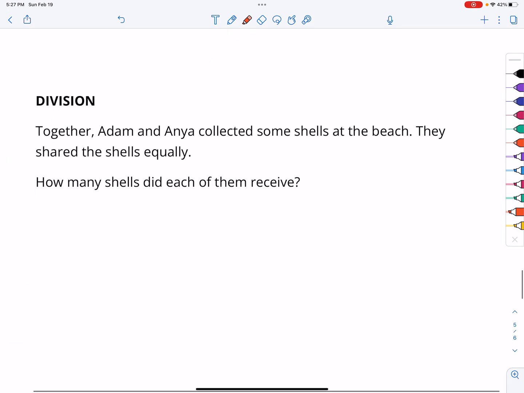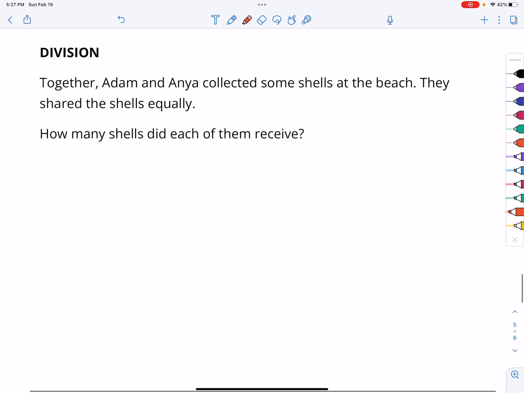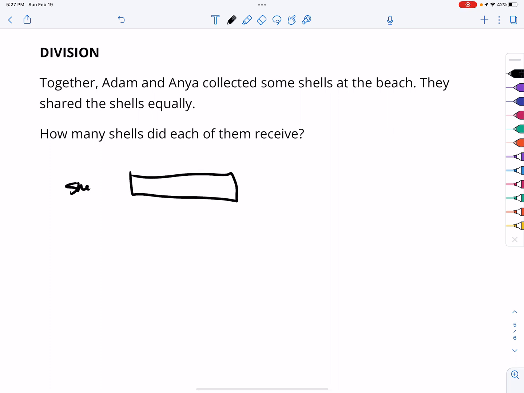All right, so now we get into division. Together, Adam and Elena collected some seashells at the beach. They shared the shells equally. How many shells did each of them receive? So here is their total number of shells, and I'm going to call that B for beach. How many shells did each of them receive? Well, we would need to divide this up between Adam and Elena. So that means Adam would get B divided by 2, and so would Elena. So each of them received B divided by 2 shells.